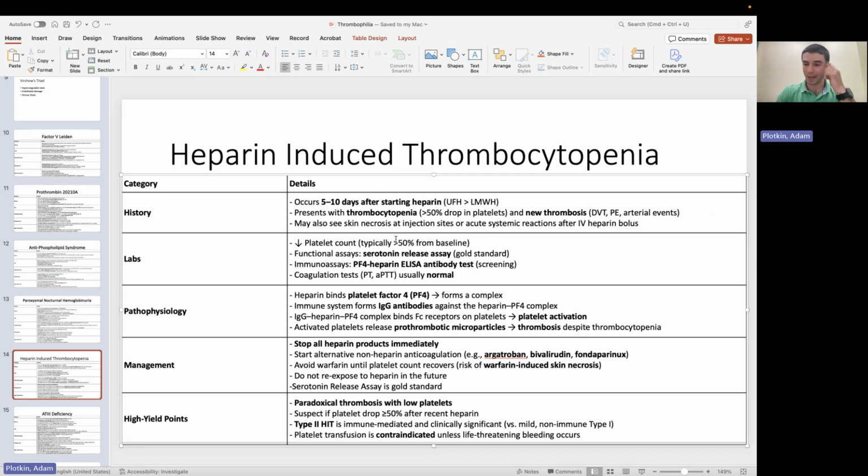So again, I'm going to look for a patient who was put on heparin 5 to 10 days earlier. They have a drop of more than 50% in their platelets, and they have thromboses.